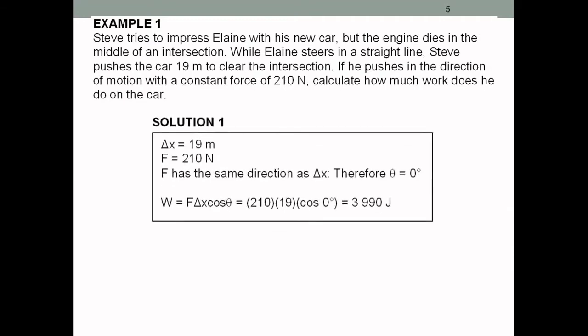So we're given the displacement, which is 19 meters. The force is 210 newtons. The angle is 0 because the direction of the force and displacement is the same. Then we substitute into the formula. Then we get 3,990 joules.